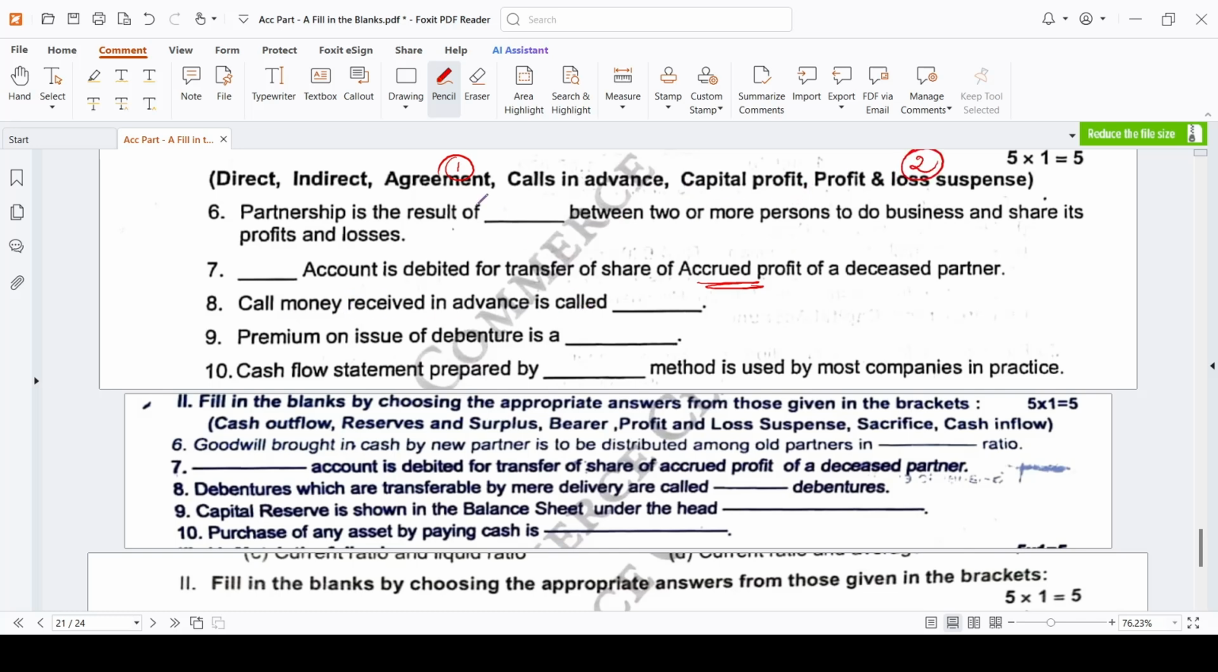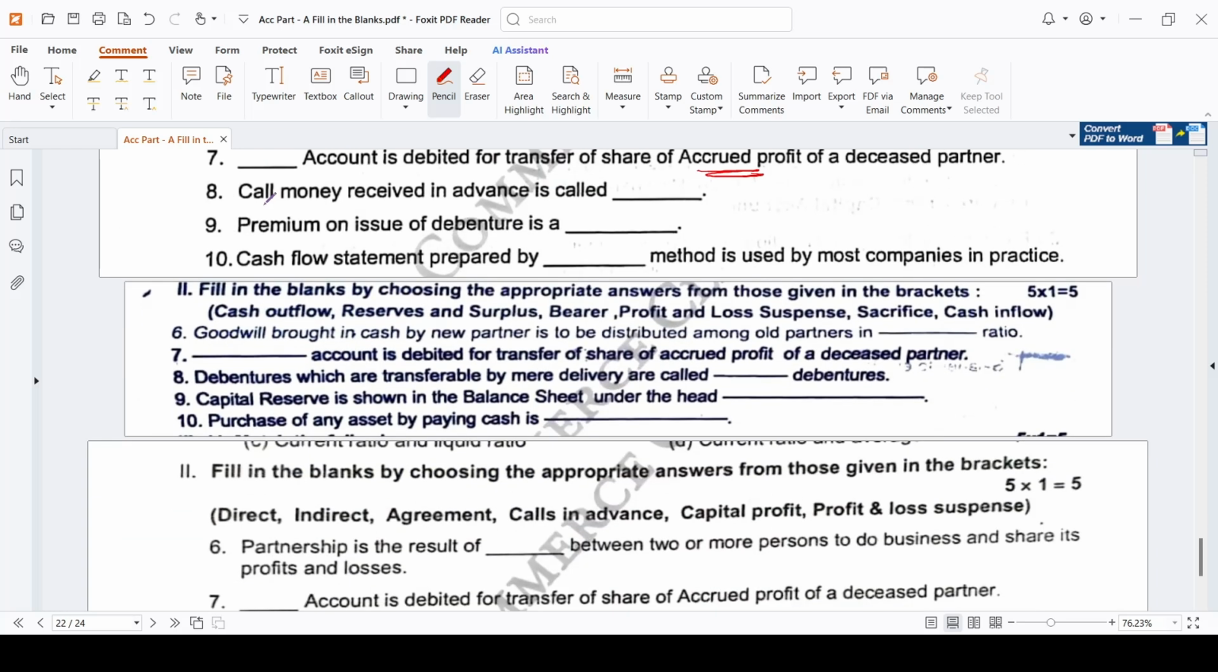Call money received in advance is calls in advance. Premium on issue of debentures is a capital profit. Cash flow statement is prepared by the indirect method. Direct is not the answer.